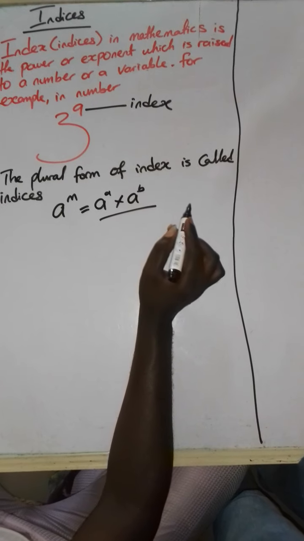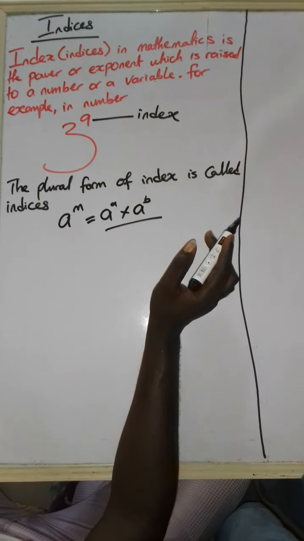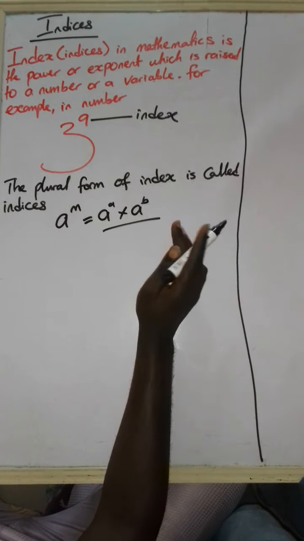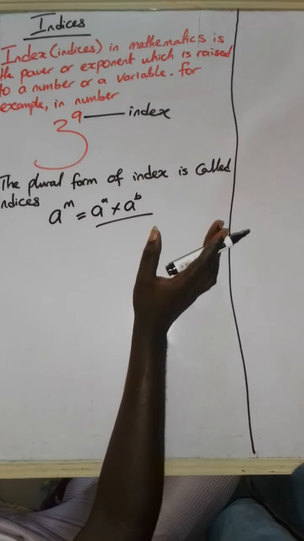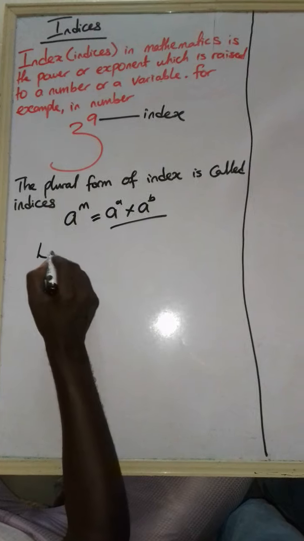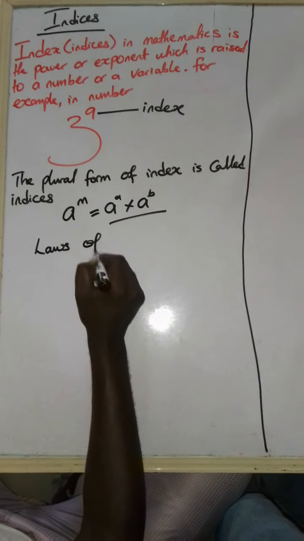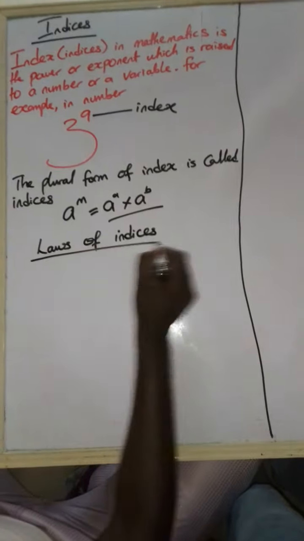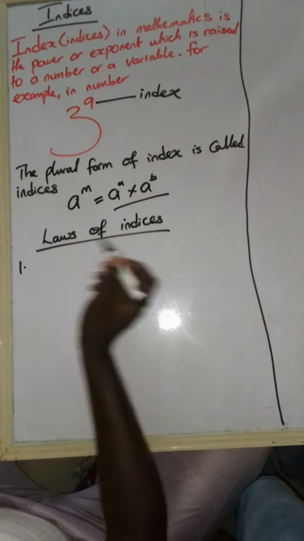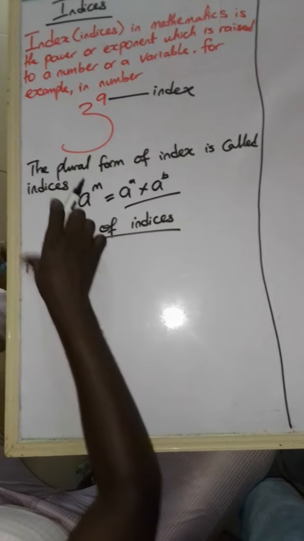So today we'll be taking some laws on indices. That is, we are to treat some laws because it is almost impossible for us to treat all the laws today. So we are going to treat some laws of indices. Now the first law we'll be talking about today is the multiplicative law.